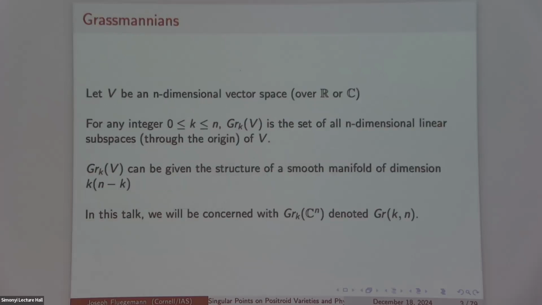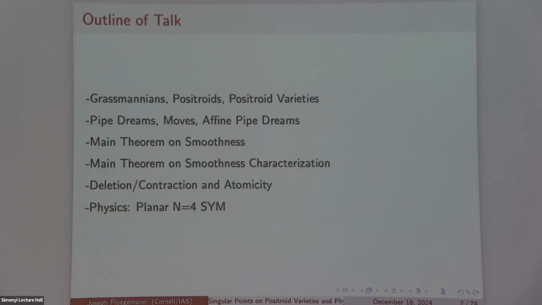I'll then start talking about some other combinatorial machinery that will be necessary for understanding the main theorems that I'll present. I'll talk about this partial order that you can put on this set. Then I'll end with something about physics that I was thinking about.